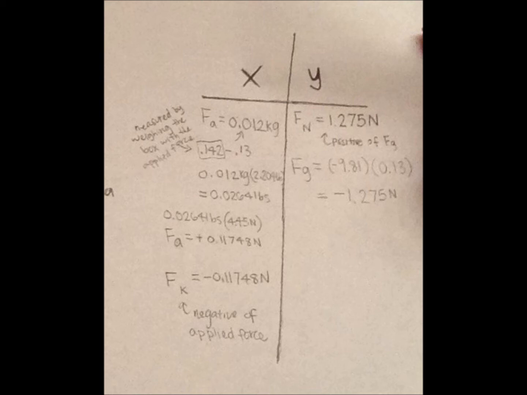Next, the force applied to the box at 180 degrees was calculated by applying the same amount of force used to push the box across the table to the box while it is on the scale. Then, subtracting the mass of the box from the mass of the box with the applied force, the applied force was calculated to be 0.012 kilograms.